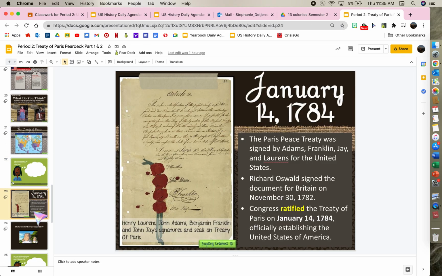Then you're just going to read a little bit about the actual treaty. Ratified means to agree to. So the Treaty of Paris was agreed to on January 14th, 1784. This signified the end of the war and the start of the United States. So technically this would be our kind of revolution, or our Independence Day.